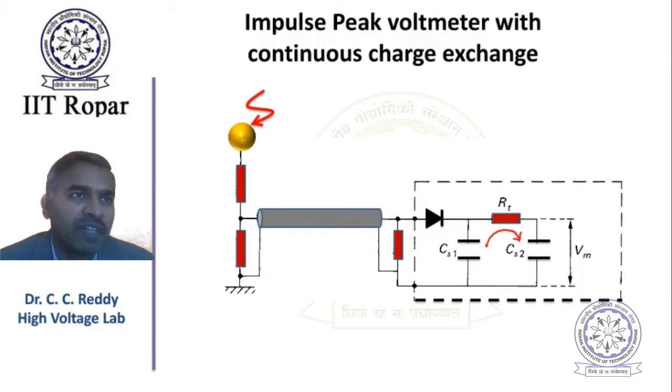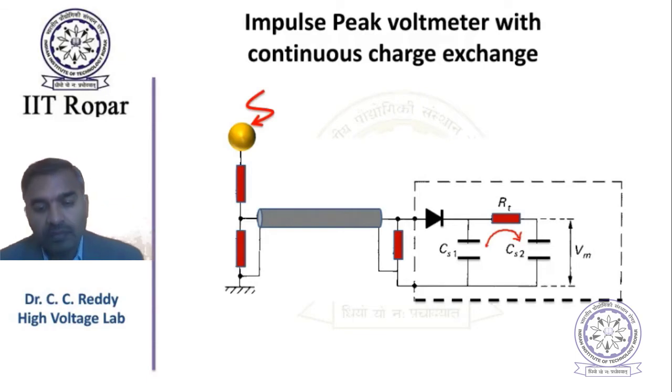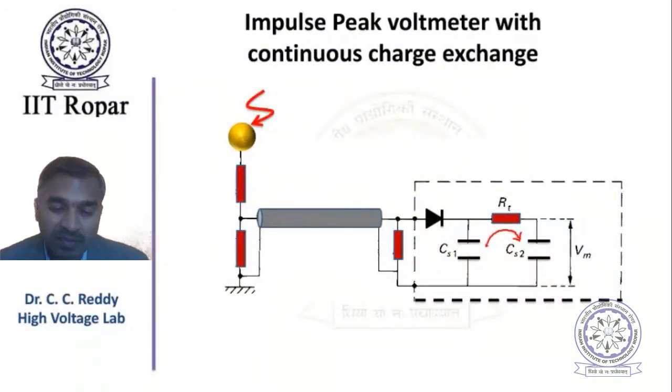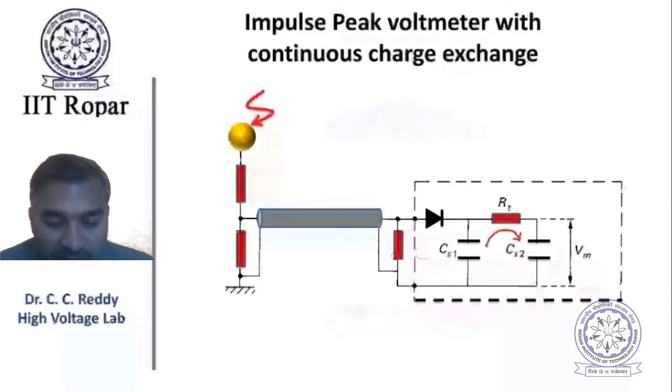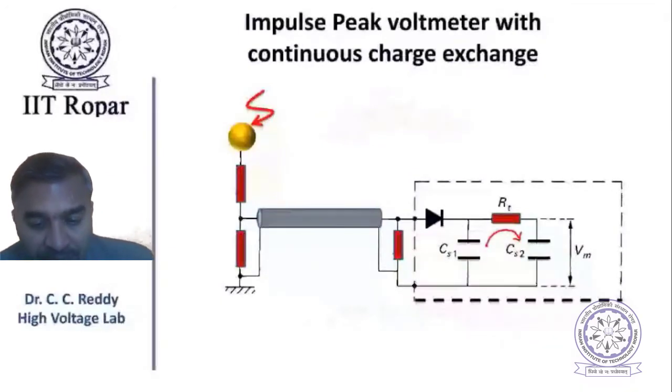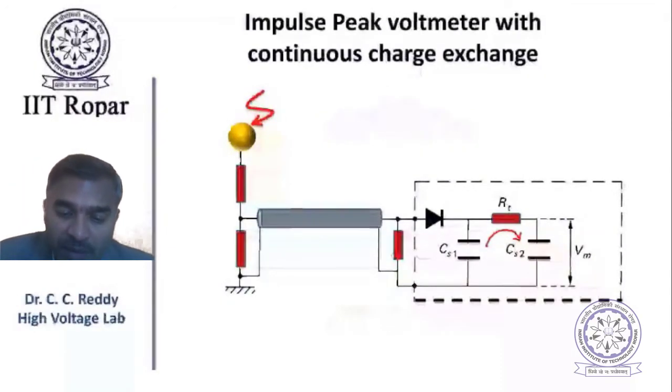To what extent will it go? What is VM? VM is measuring voltage. Ideally, if the diode reverse resistance is neglected, it will go to such an extent that the voltage of CS1 and the voltage of CS2 will become the same. Right? After that, what will happen?